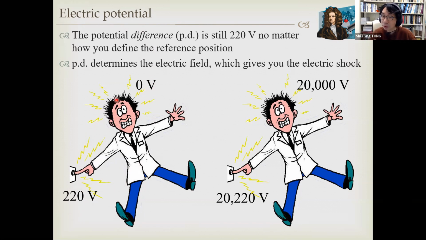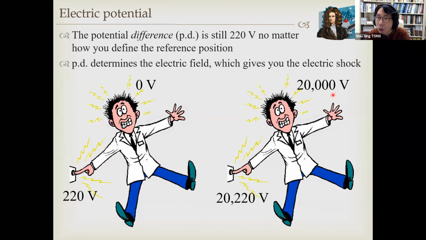It will produce an electric field. The electric field will drive the current through your body, so your body gets hurt, and you get an electric shock, right? But what about the absolute magnitude of the voltage? It is not important.